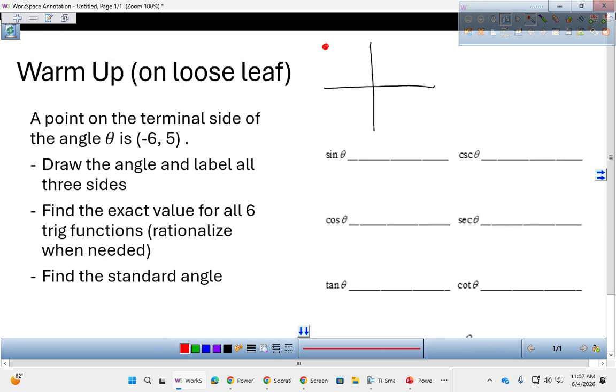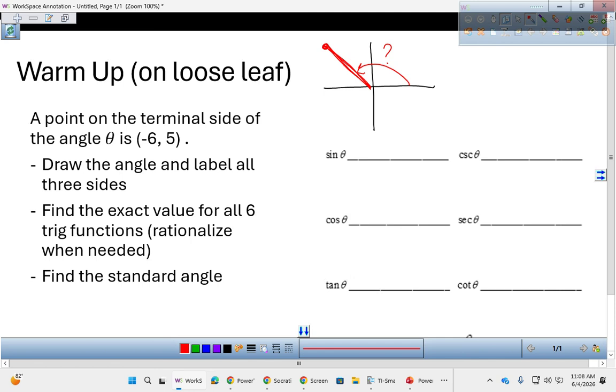So now I'm going to connect that to the origin, and that's called my terminal side. The ultimate goal in this problem is to figure out what that angle is. So when it says find the standard angle, that's that angle. That's what I'm looking for. Are we okay with that?